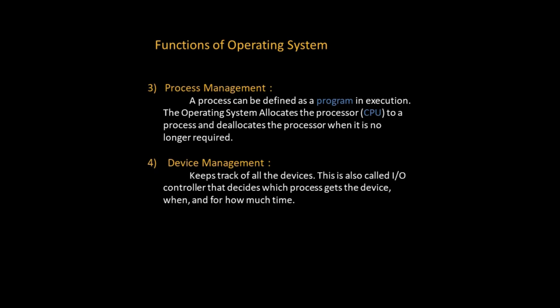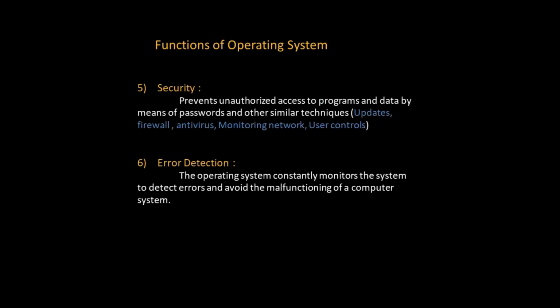The fourth function of an operating system is device management. In device management, the operating system keeps track of all the devices. This is also called the input-output controller, which decides which process gets the device, when and for how much time. This is very important, so a process will not have monopoly over this. A device will not have monopoly over the system. So the operating system helps in allocating these devices to programs whenever needed and deallocate these devices when they are not needed.